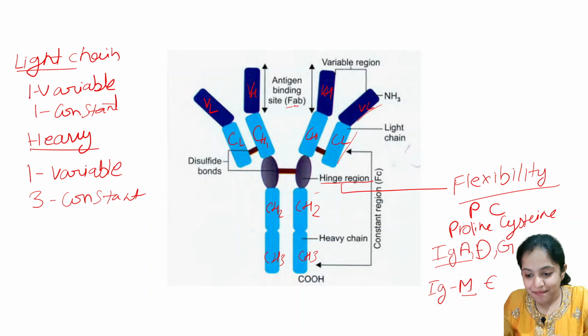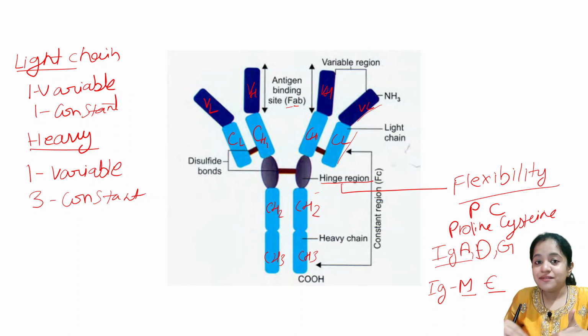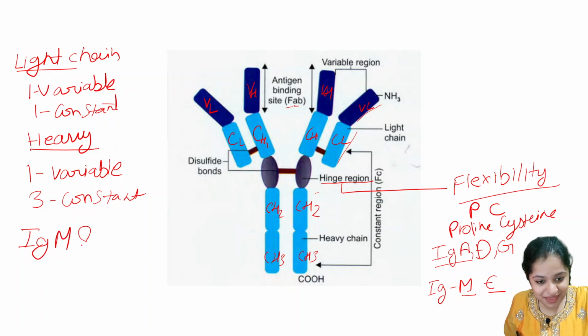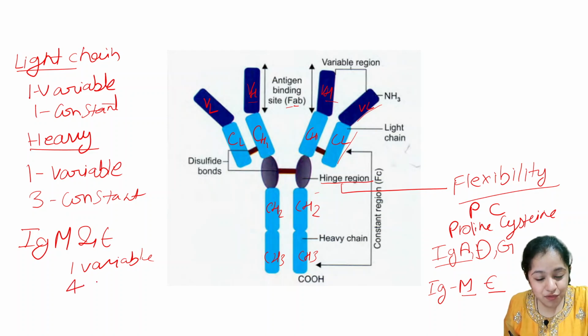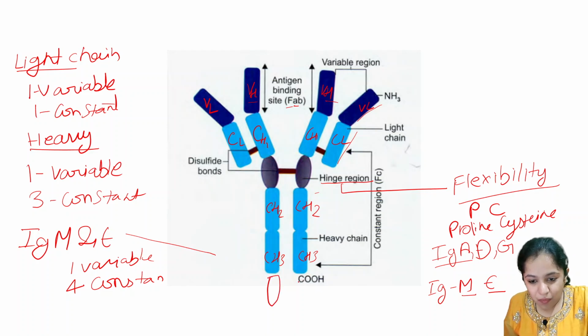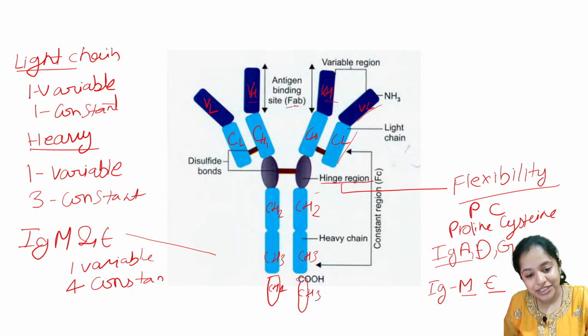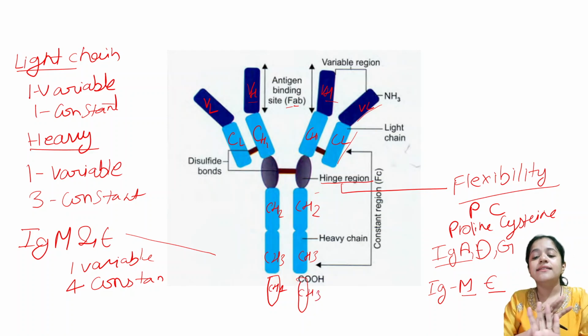The flexibility is not present in immunoglobulin, which one? M and E. So, if it is lacking the hinge region, it should have something in addition. So, your immunoglobulin IgM and IgE have one variable domain, but 4 constant domains. Okay, so in M and E you have one more constant domain additionally. This is the whole structure of the antibody. I hope it was clear.